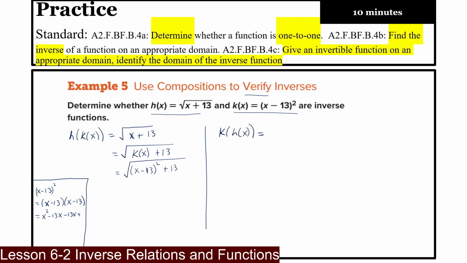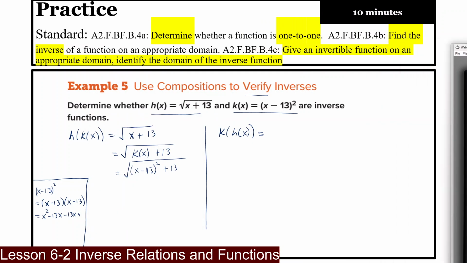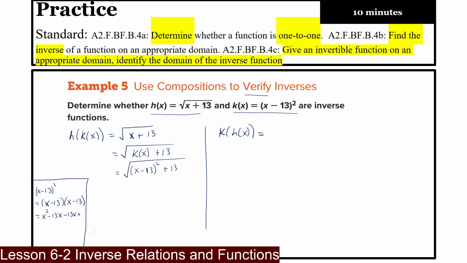I don't know. Let's find out. Where's my handy dandy calculator? So 13 squared is 169. Alright, 169. Now I know. Let's make this a little bit bigger. Okay, so then x squared minus 26x plus 169.